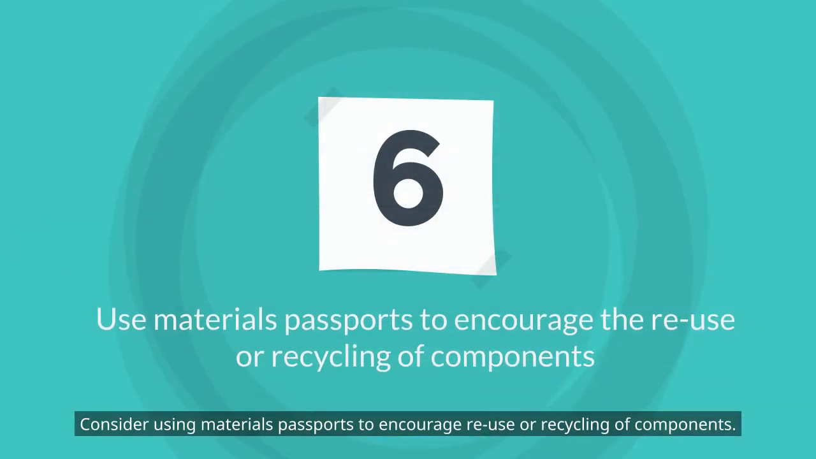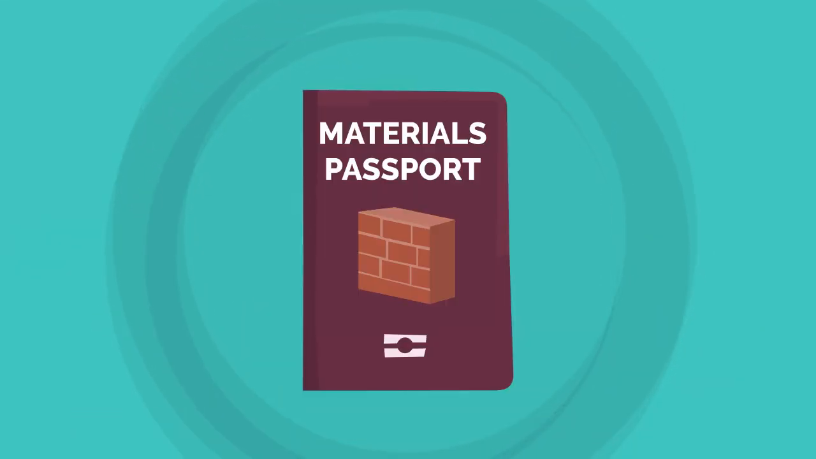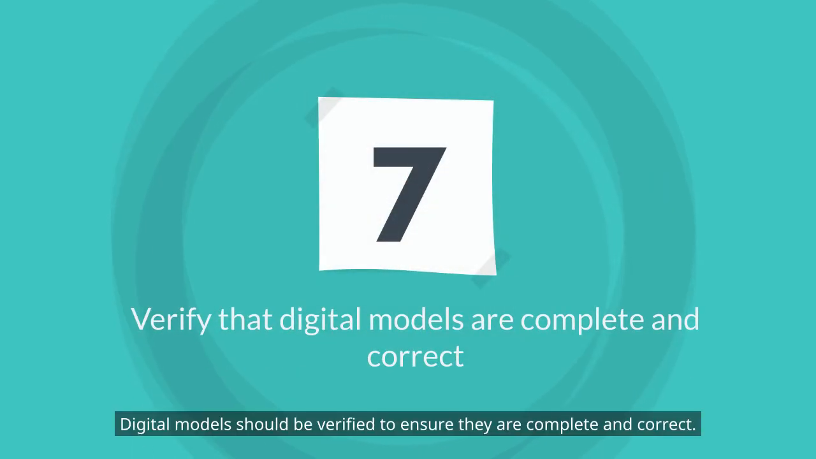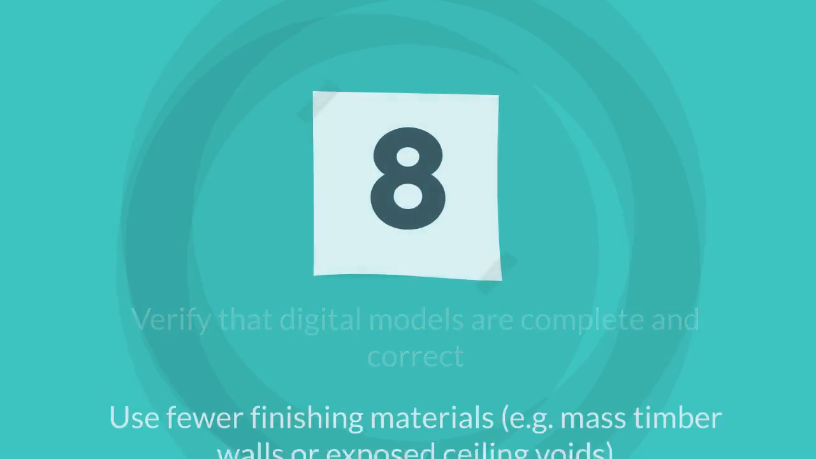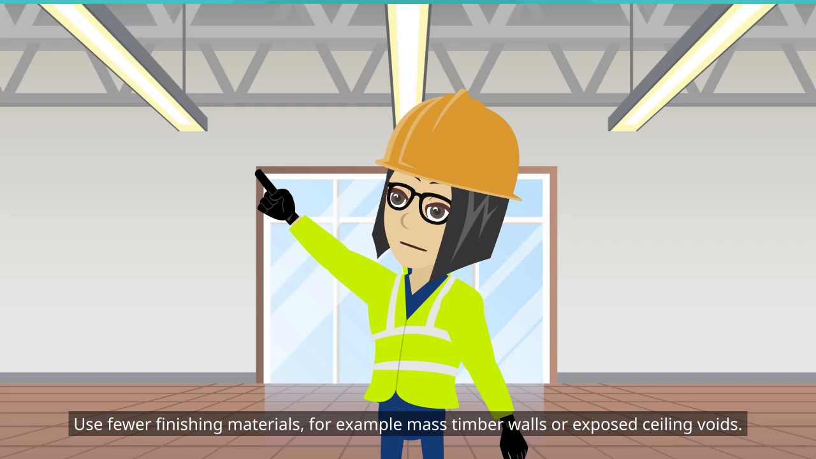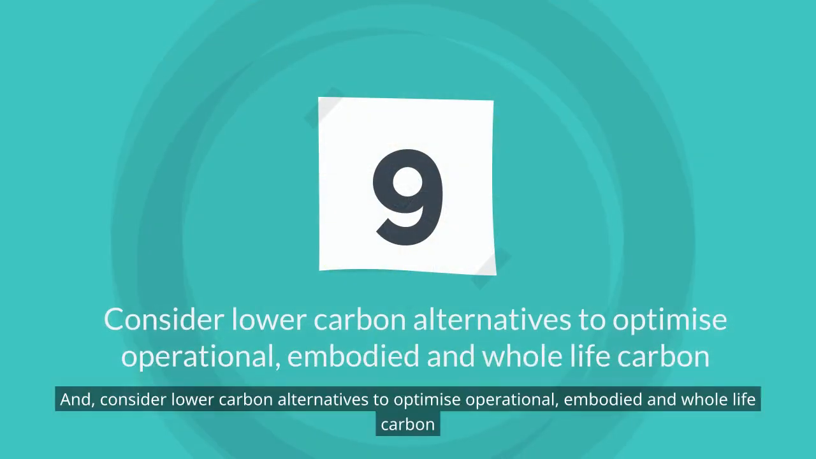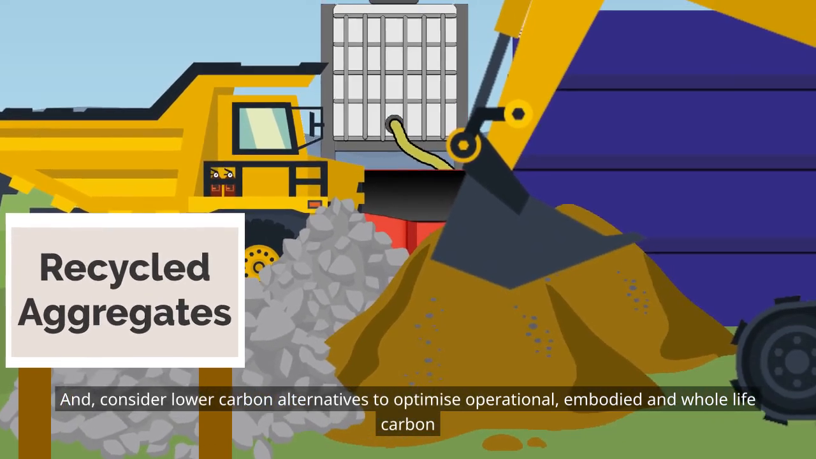Consider using materials passports to encourage reuse or recycling of components. Digital models should be verified to ensure they are complete and correct. Use fewer finishing materials, for example mass timber walls or exposed ceiling voids. And consider lower carbon alternatives to optimize operational, embodied and whole life carbon.